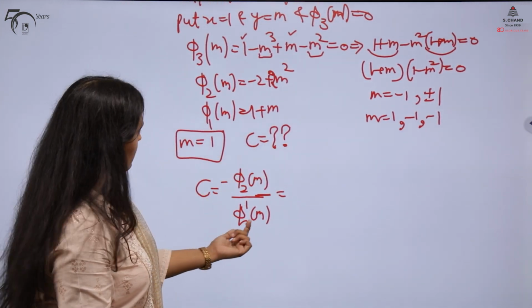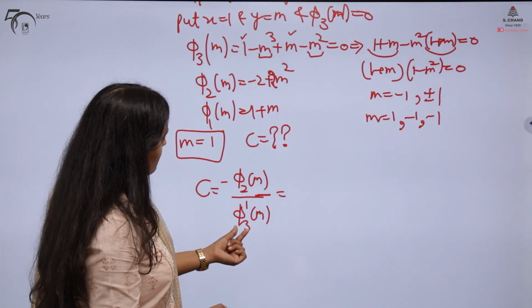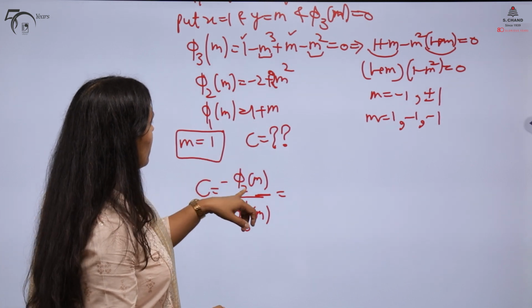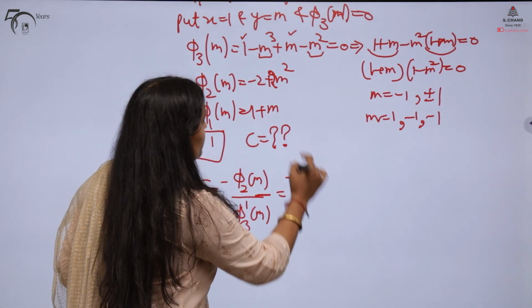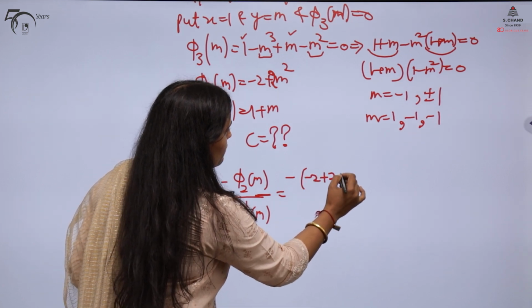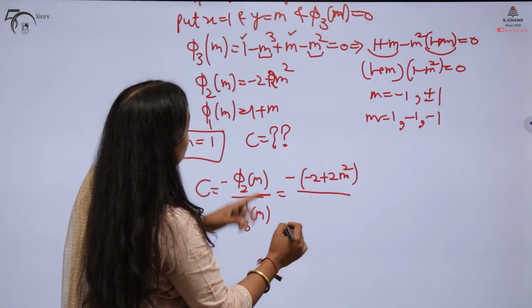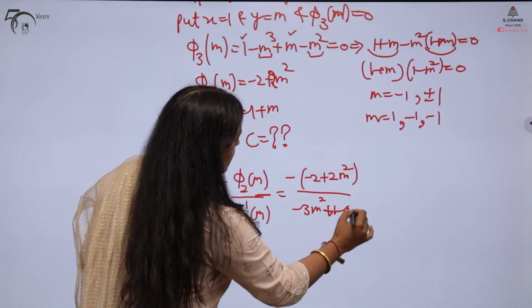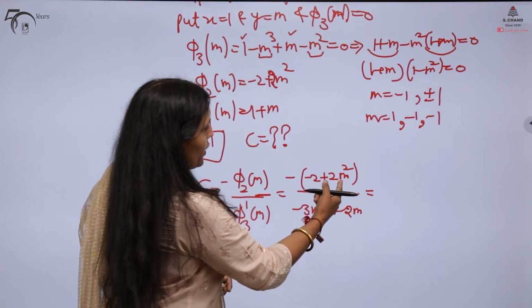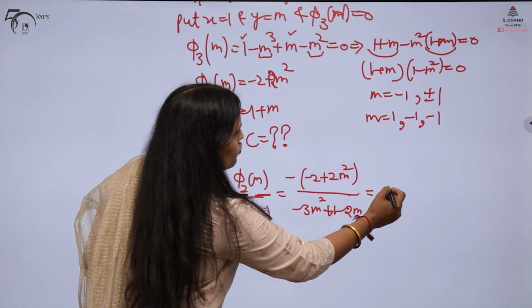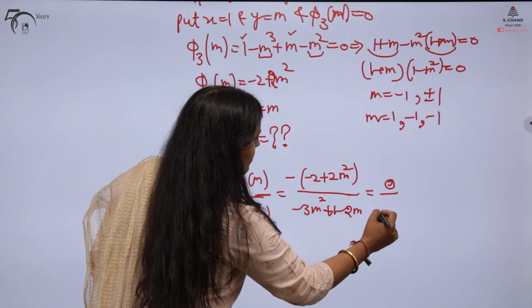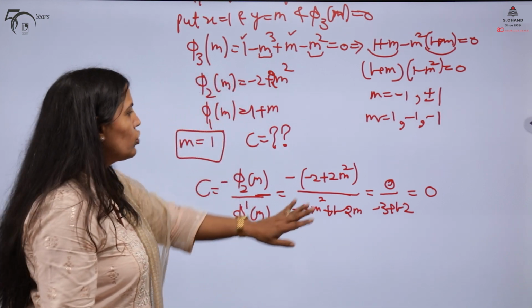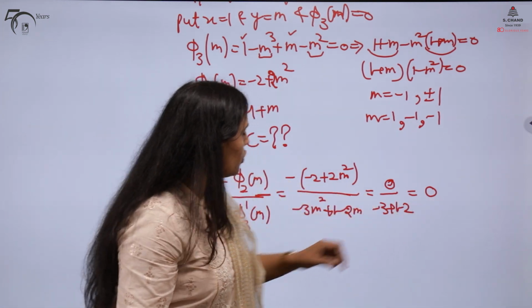C formula is, this is the highest power derivative you will be writing, then minus phi 2m, and you will be substituting m value here. So, this is your phi 2, 2m square, and the derivative you will be writing. So, this is minus 3m square plus 1 minus 2m. When you are substituting 1, it is giving you minus 2 plus 2. So, 0 by any number, that is minus 3 plus 1, it is completely 0. So, in this case for m1, C is 0.